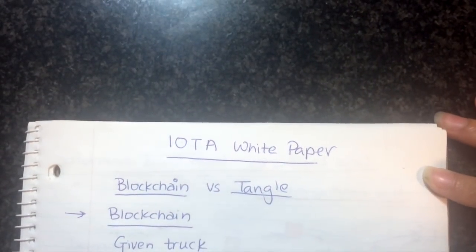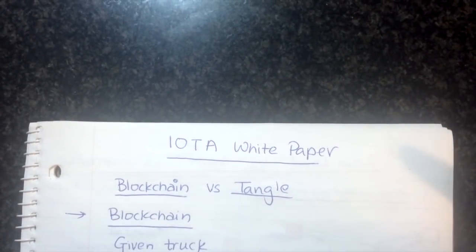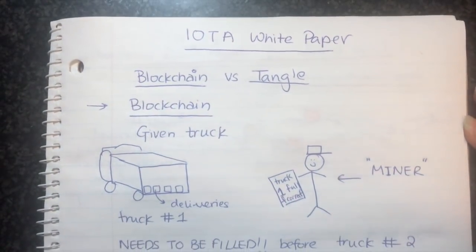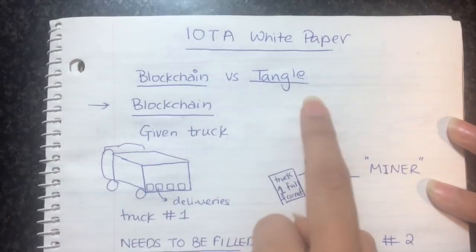Hey guys, right now I will be talking a bit about the IOTA white paper. So before I go into the IOTA white paper, I want to make sure that you guys understand the difference between the blockchain and the Tangle.